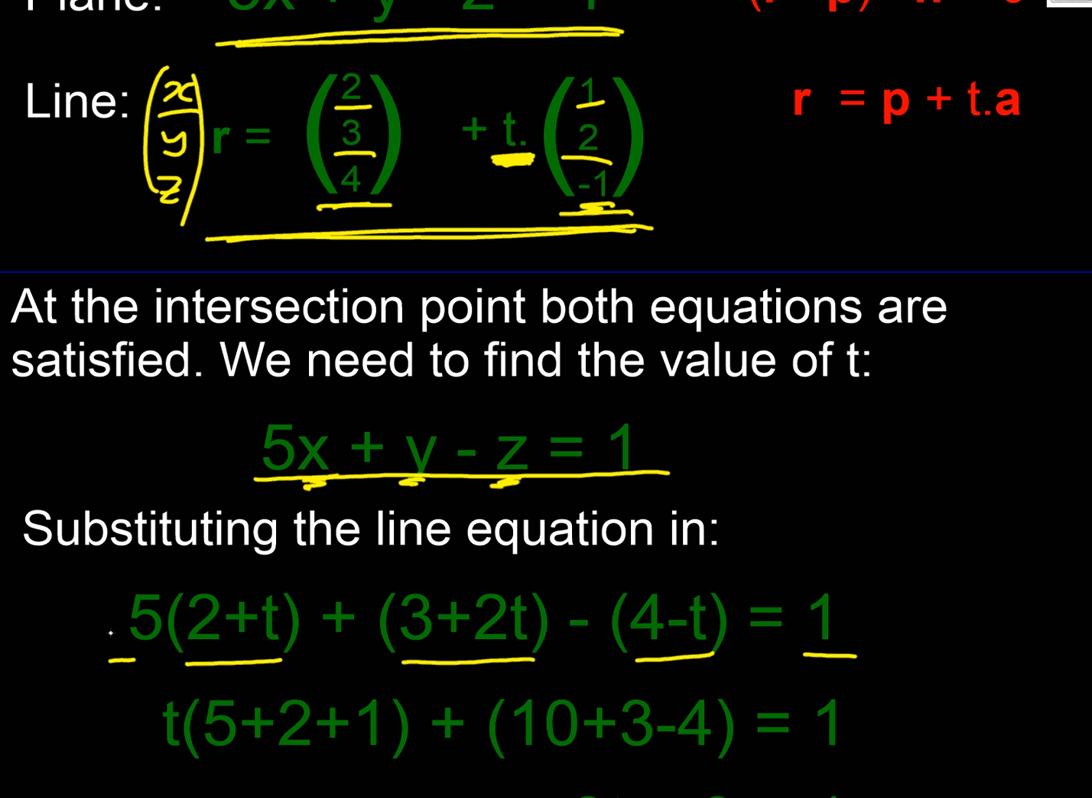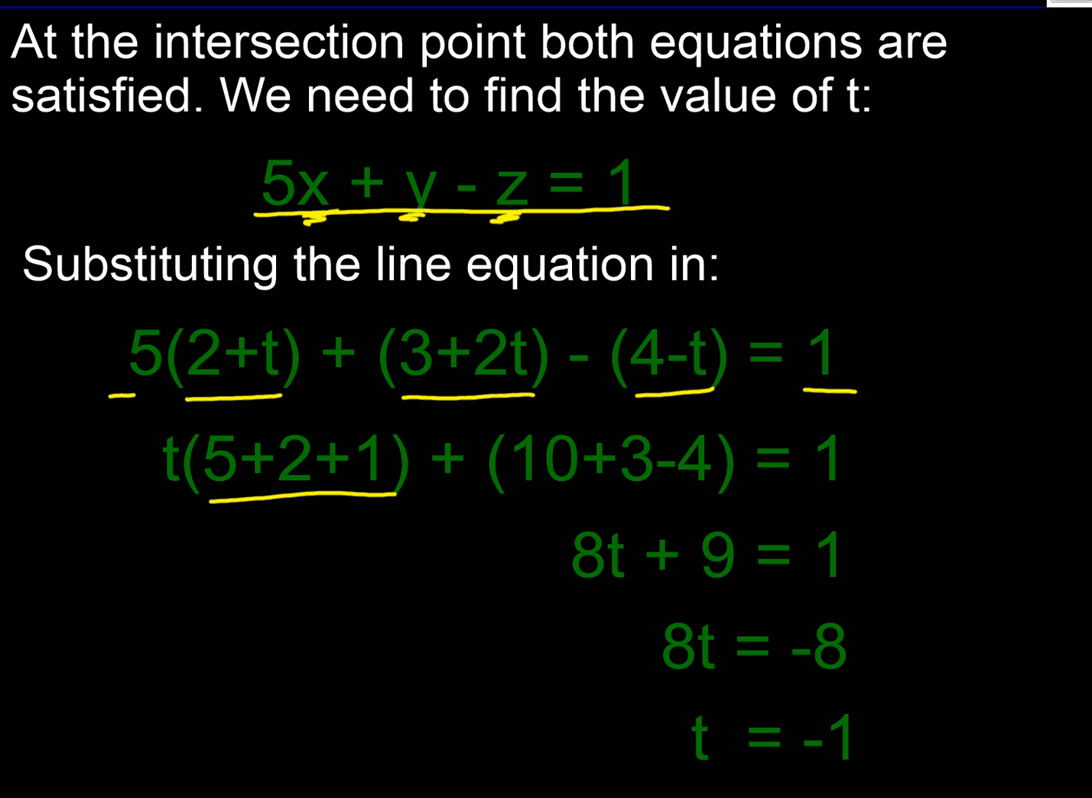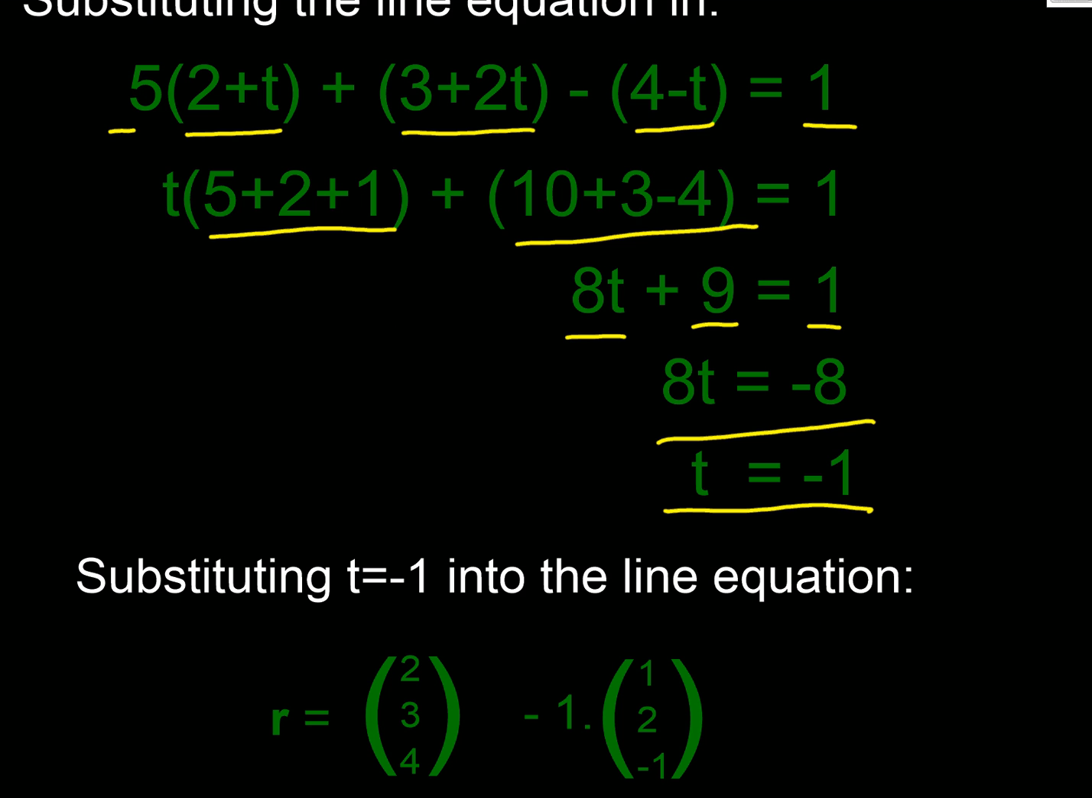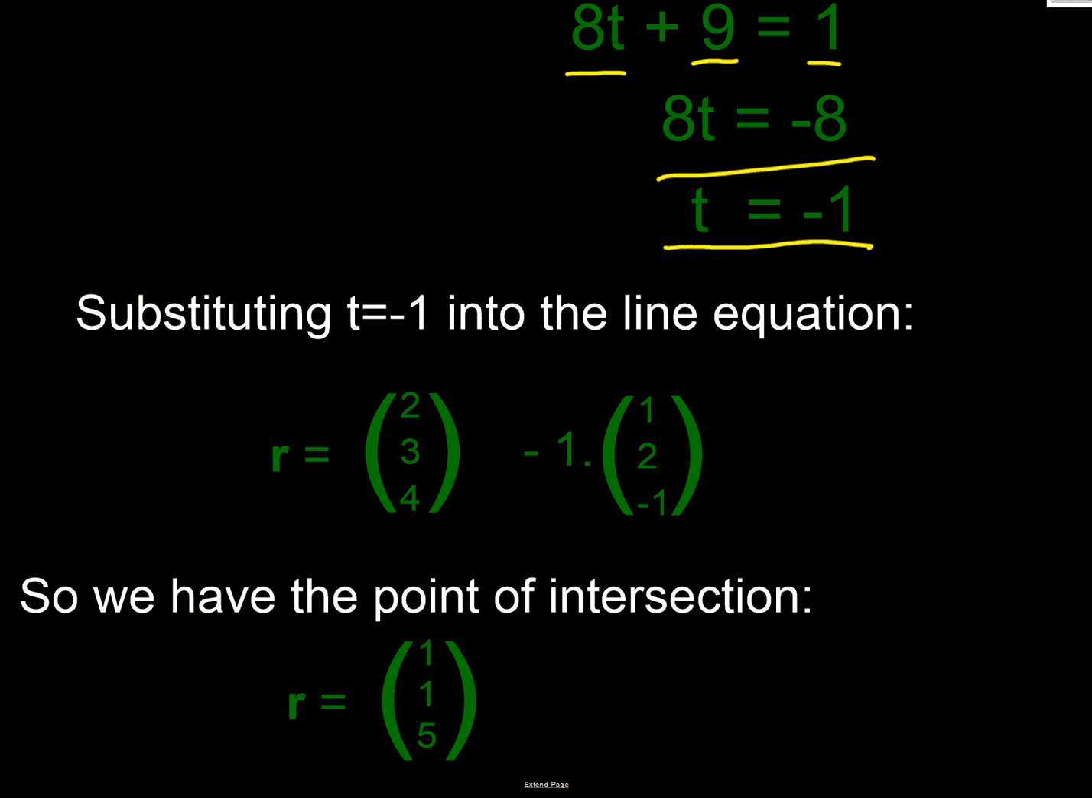Now if I collect up my terms, I end up with 8t. My sum of the units here, there's 9 of them there and 1 on the other side. Therefore that simplifies to 8t equals minus 8, and therefore t equals minus 1. So t equals minus 1 is the value of the parameter when the point on the line equation is also on the plane equation.